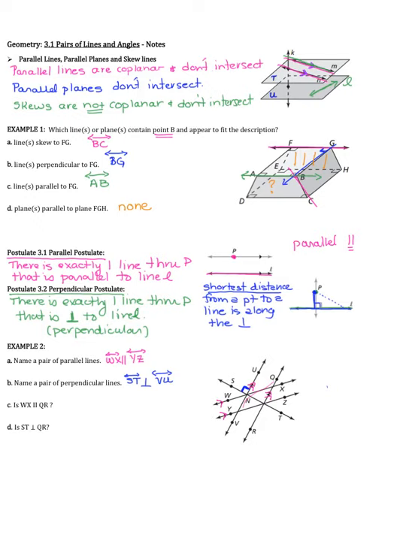Okay, is WX, so WX is right here, is WX parallel to QR? And hopefully you can see that that's a no way. All right, how about is ST, which is right here, perpendicular to QR? Well, we know that QR is parallel to UV, so they're going in the same direction, and UV is perpendicular to ST, so that means, yes, this also would be at a right angle. Okay?